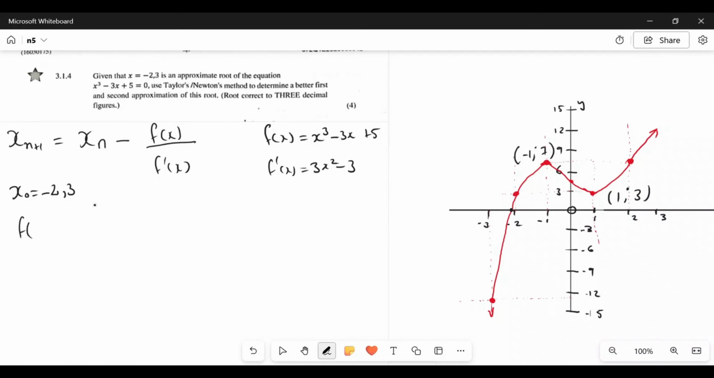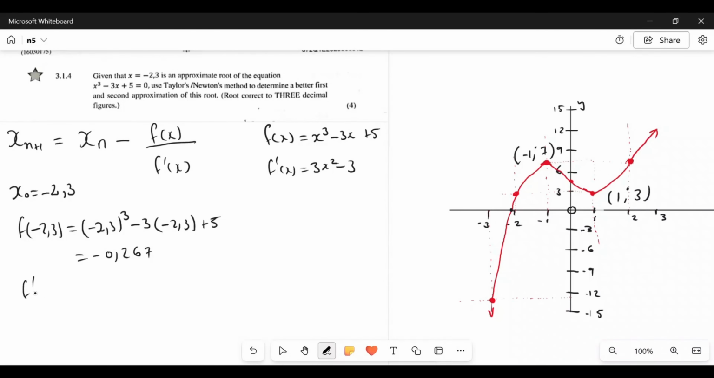Instead of writing f of x, how about we write f of -2,3, and then we just substitute -2,3 wherever there is x there. So let's substitute -2,3 to the power of 3, minus 3 times -2,3, plus 5. From here, we just use our calculators. If we use our calculator, it's going to be -0,267. There we go. So this is our answer for this one here.